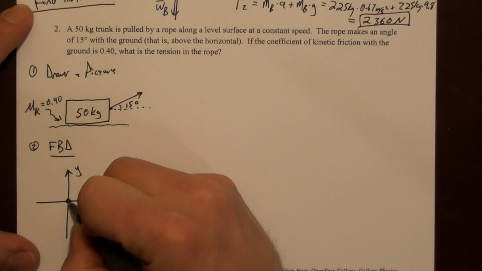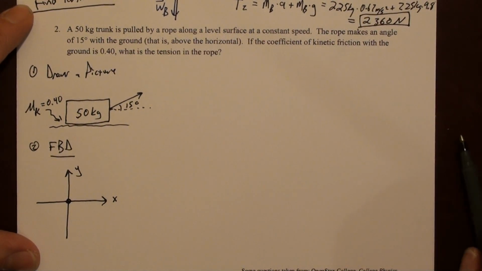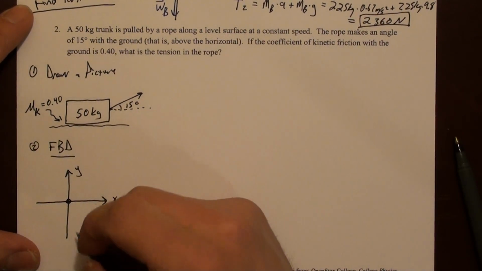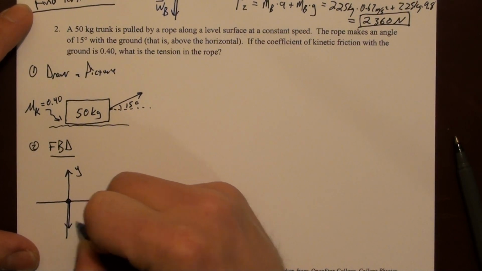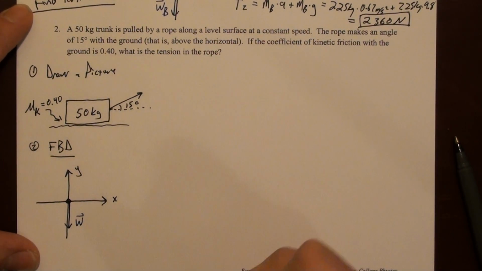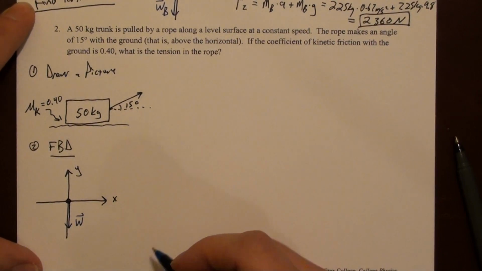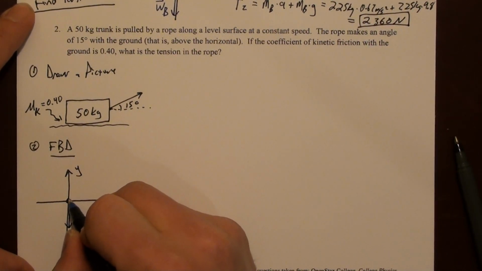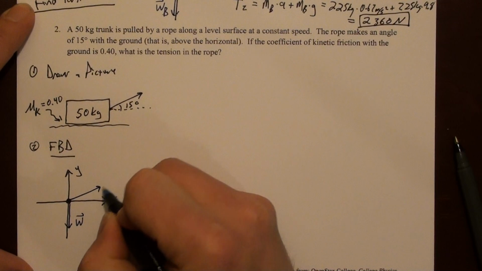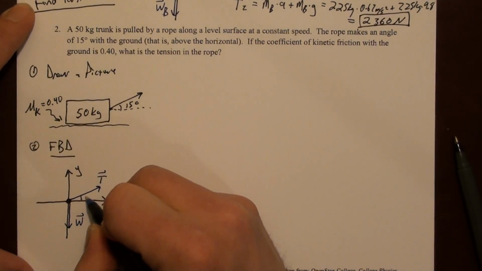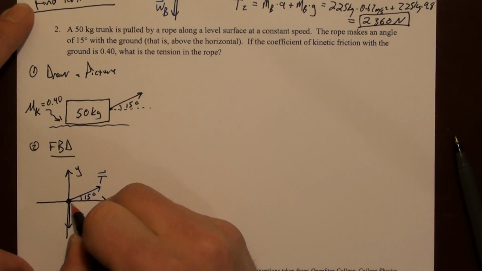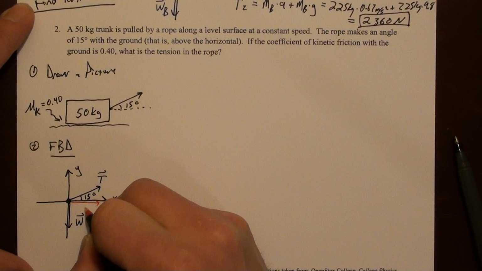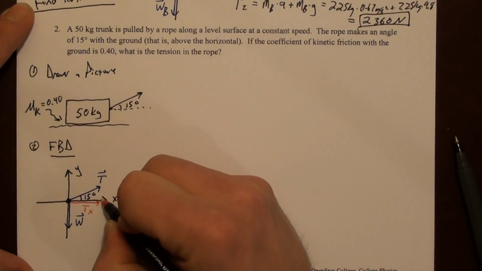And put my object at the origin. So weight is the easy one. Weight's the one that points straight down. Tension points off at some angle. Right, there's 15 degrees. And maybe I'll break that into x and y components because it's convenient to do it right now.